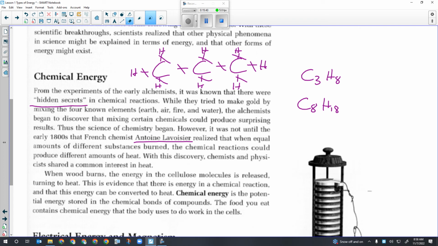So chemical energy is the energy in the bonds of any molecule. If we're having a campfire, the cellulose molecules that make up wood get broken and turned into other compounds. So chemical energy is the potential energy stored in the chemical bonds of compounds.